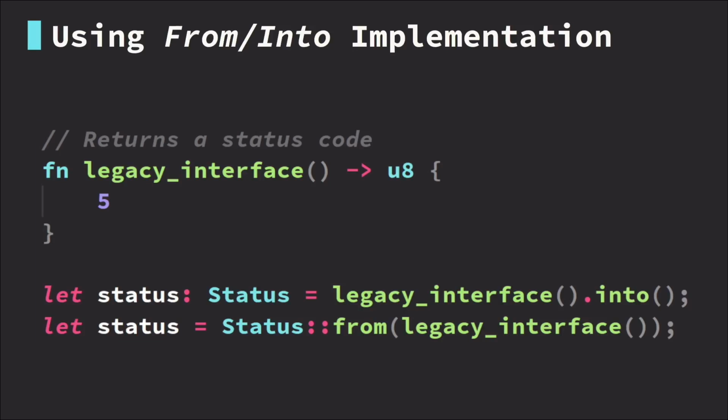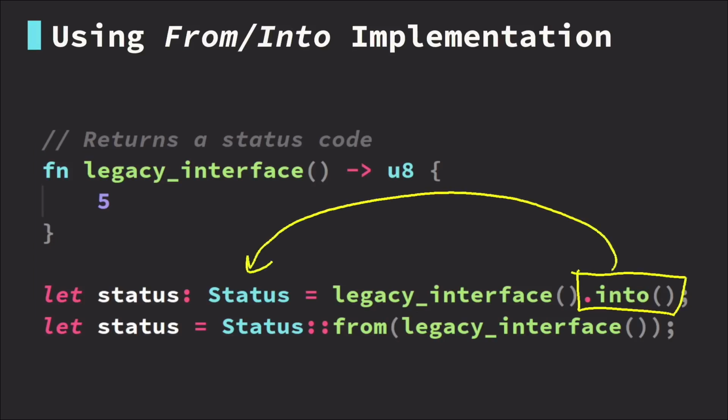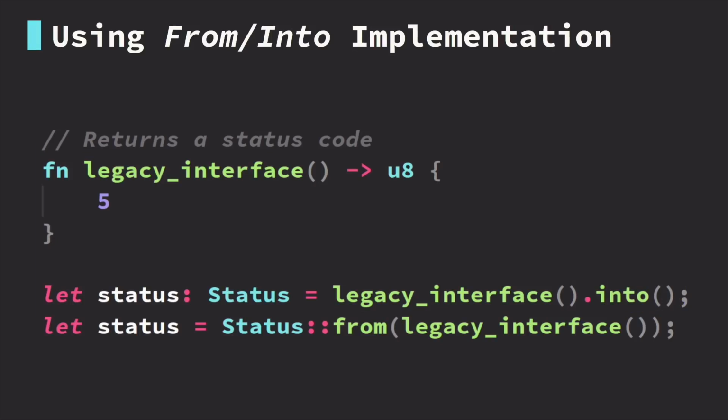So we have two options here for turning the 5 into an enumeration. On this first one, we'll use the Into trait. With Into, you have to specify the type that you want, so we're using type annotations here. We call our legacy interface function, and then we call the into function. When we call that function, it's going to turn this u8 into a Status. Since we implemented From on the previous slide, and whenever you implement From, you get Into for free, we're able to use this first line to obtain a Status enumeration from a u8.